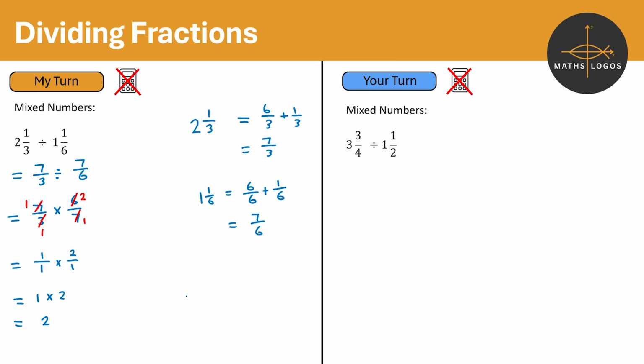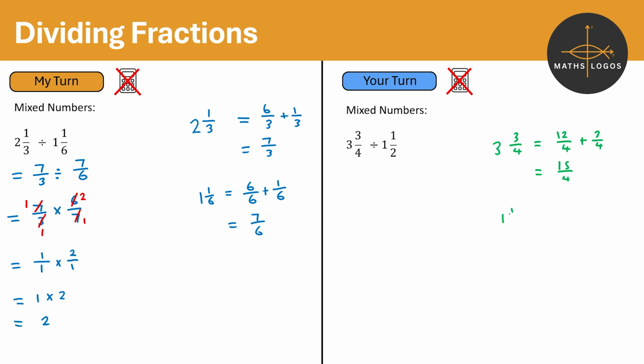Pause the video and give this question a go. Okay, let's run through it. So 3 and 3/4, I'm going to convert that to an improper fraction off to the side. 4 multiplied by 3 is 12, so that's 12 over 4. And then I need to add on 3/4. 12/4 add 3/4 is 15/4.